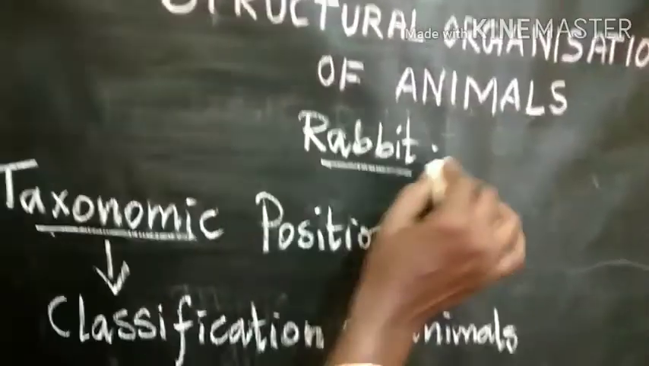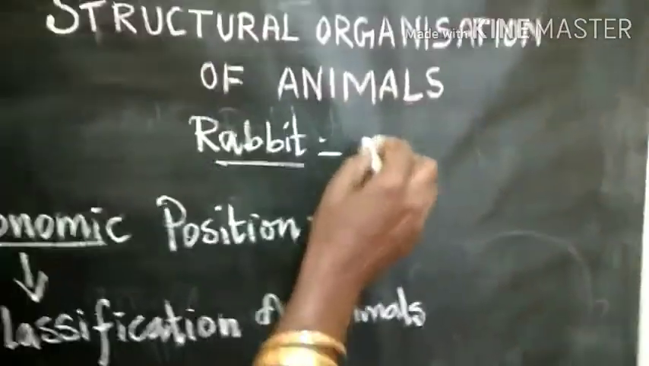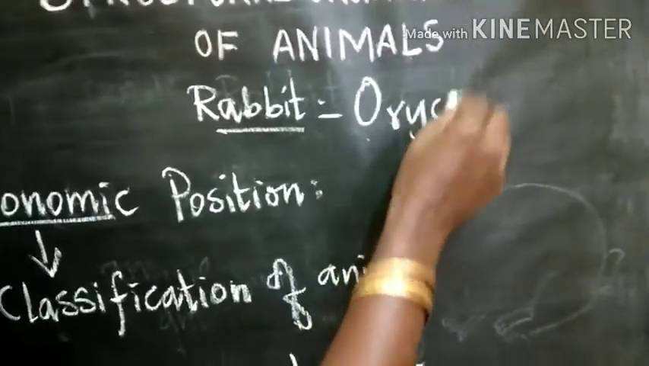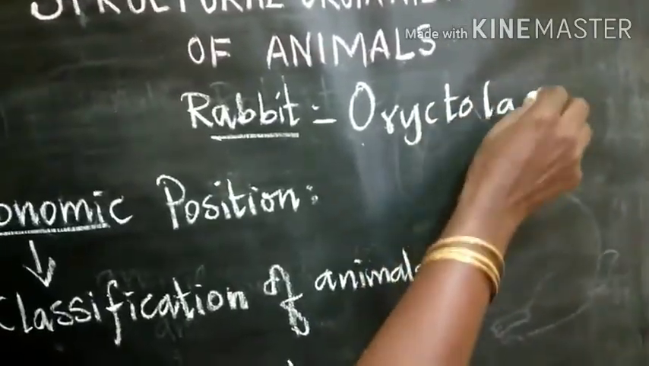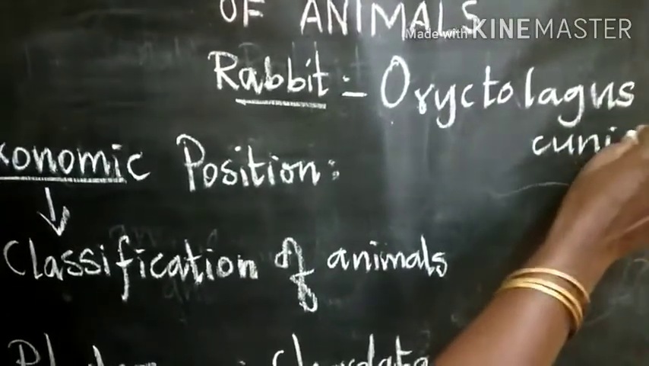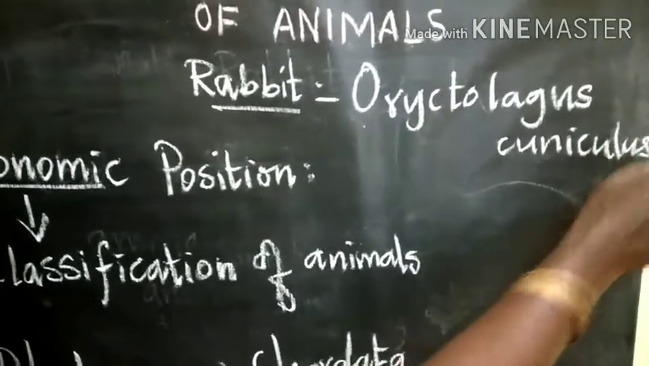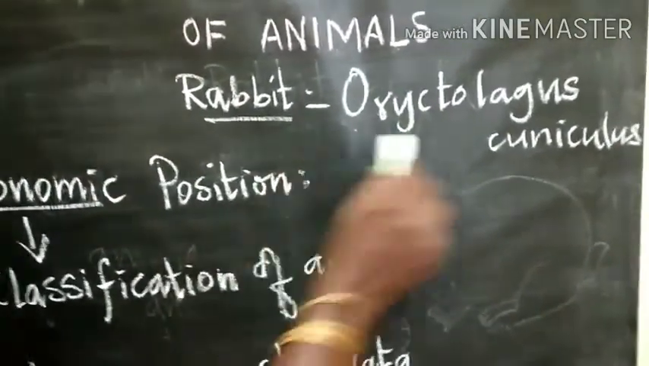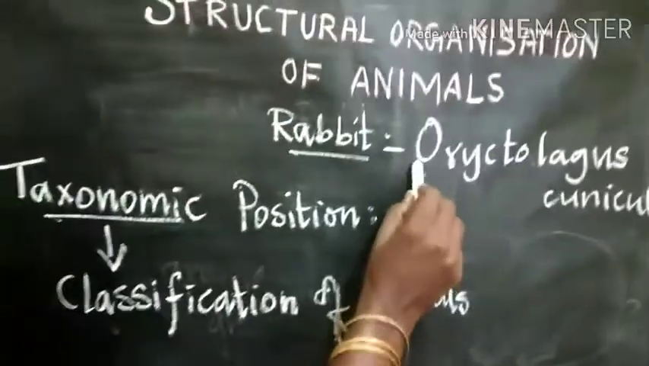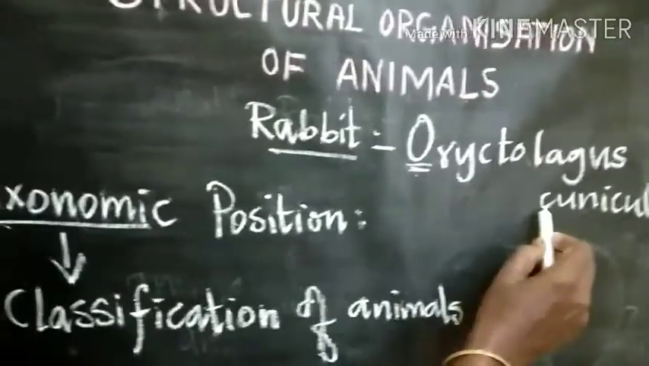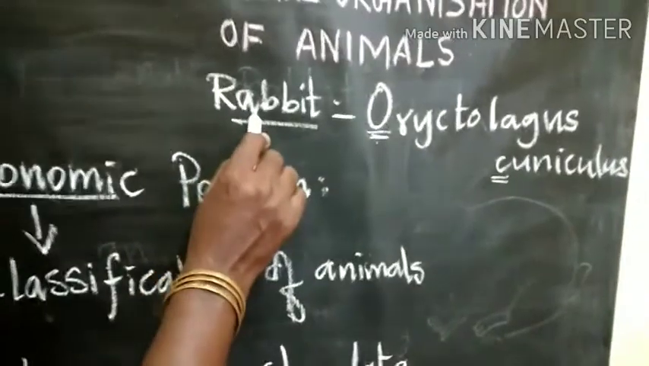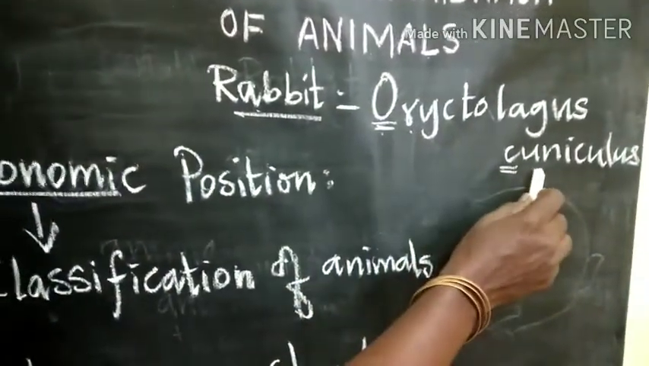So what is the scientific name of rabbit? Oryctolagus cuniculus. When we write the scientific name of any organism, we should start the genus name with a capital letter and the species name with a small letter. So what is the scientific name of rabbit? Oryctolagus cuniculus.